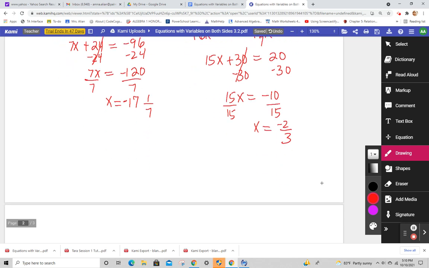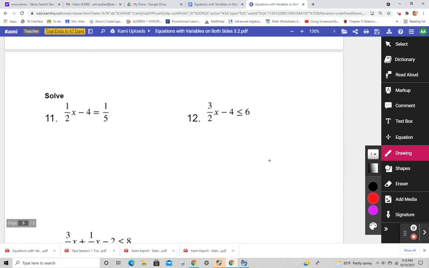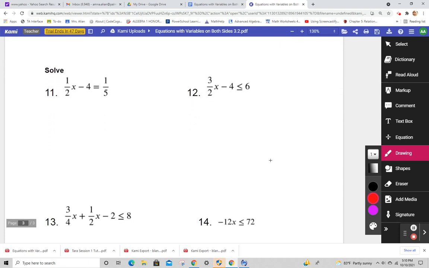All right, let's keep going. All right, so this brings us to the last page. Here, all these problems are actually equations with variables on one side only. Okay, so it's not equations with variables on both sides. So these are just similar problems to the ones you've learned how to solve before. So we're just going to go ahead and review solving those equations.